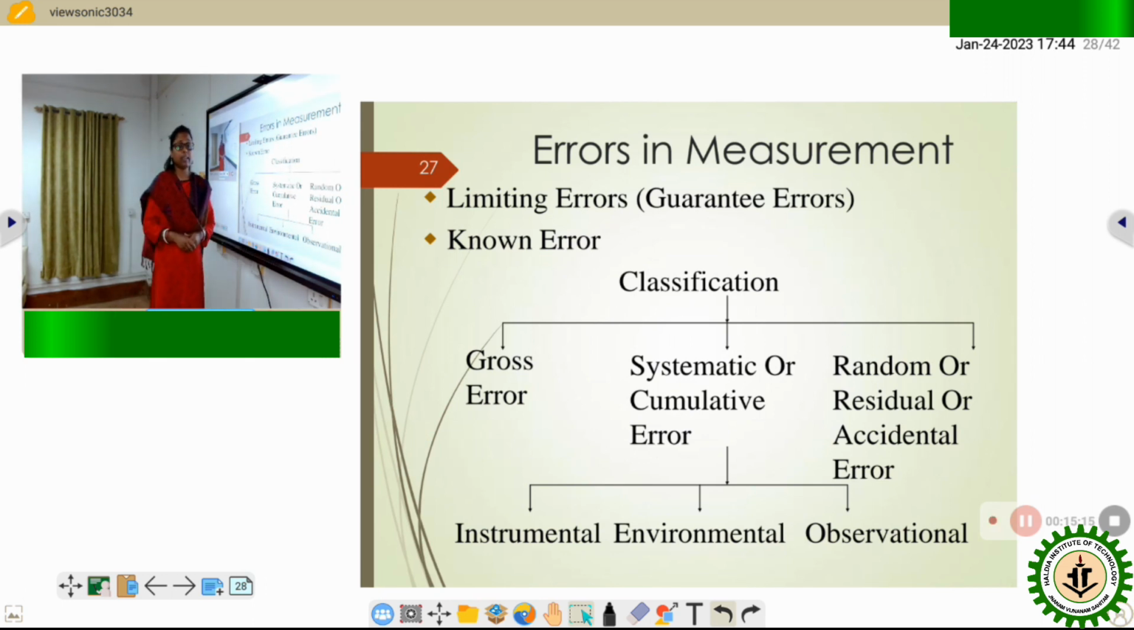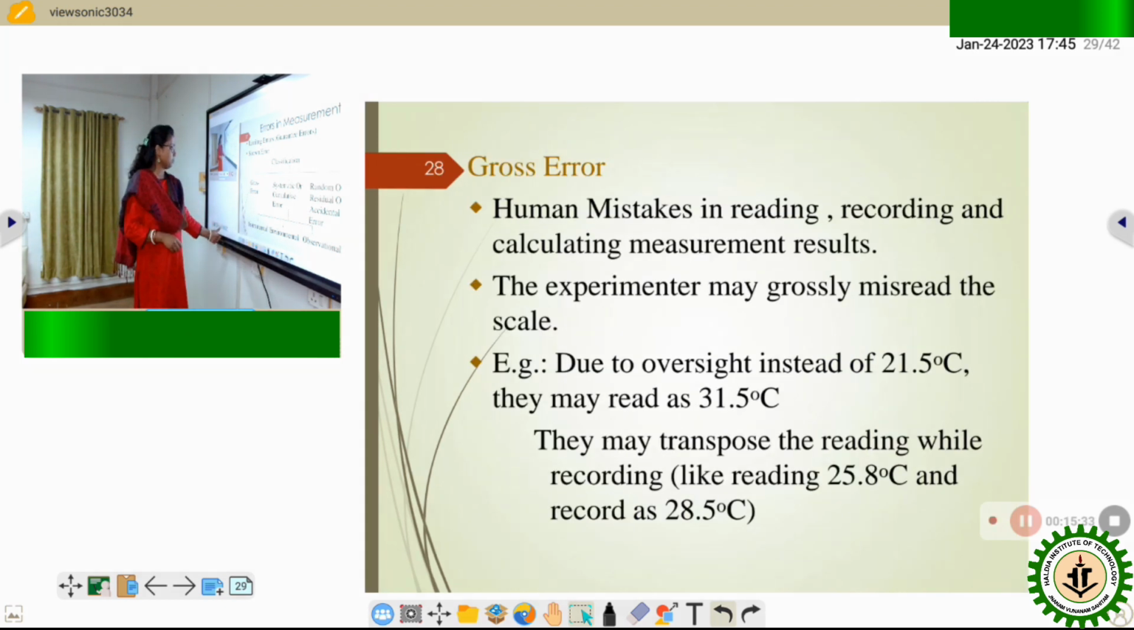Now coming to the different types of errors in measurement, we have a classification as gross error, the systematic or the cumulative error, and the random or the residual or the accidental error. The systematic error has also been classified as instrumental error, environmental error, or the observational error.